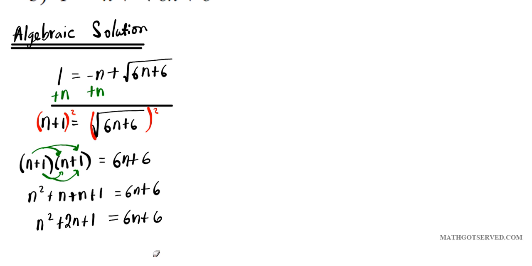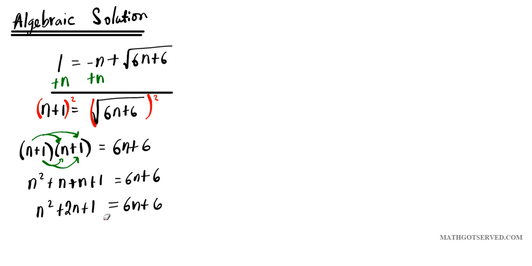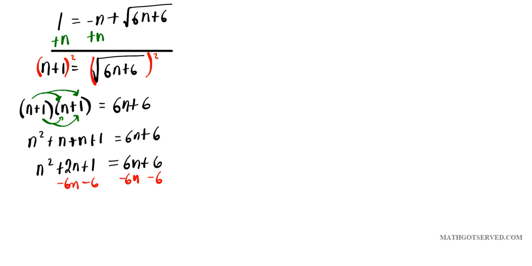This is a quadratic equation. Now, how do we go about solving quadratic equations? We put them in standard form. Set it equal to 0 with the terms in descending order of degree. All right, so we need to set it equal to 0, which means 6n plus 6 has to be moved to the left side of the equation. So we subtract 6n from both sides, and then subtract 6 from both sides. And let's see what that gives us. We have n squared minus 4n minus 5 equals 0.